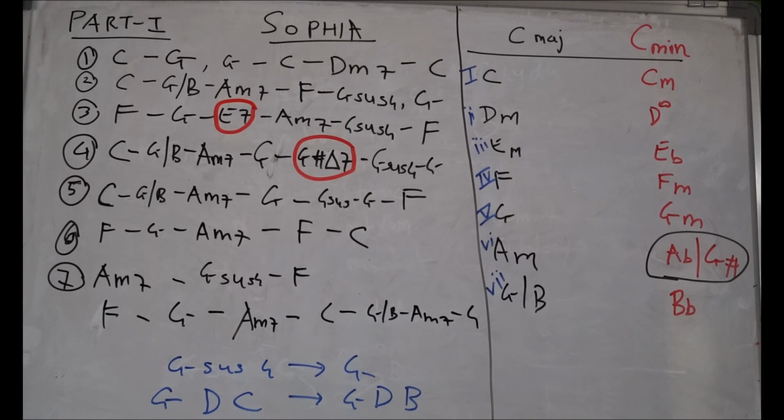So where does this very cool sounding G sharp major 7 come from? It actually comes from the parallel key of C major, which is a C minor scale, and G sharp, or its major 7 extension, that is a G sharp major 7, is actually the 6th chord in a C minor scale.